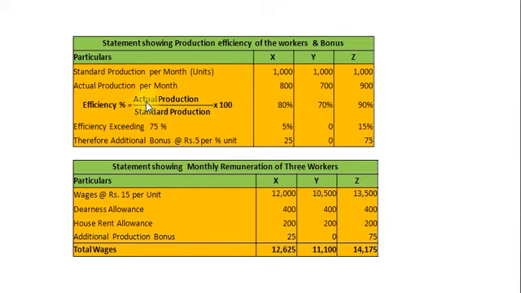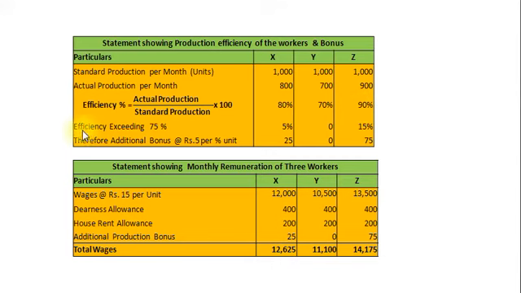Dear students, we discussed this formula in our first video lecture. So here it is 80% in case of X, that is 800 divided by 1000 multiplied by 100. 80% in case of X, 70% in case of Y and 90% in case of Z.